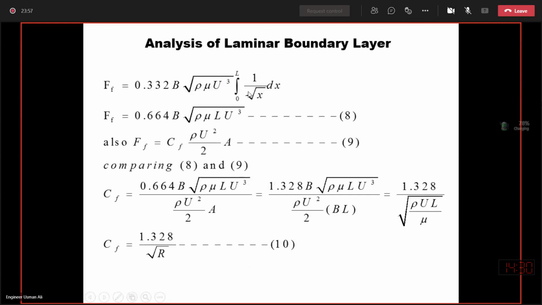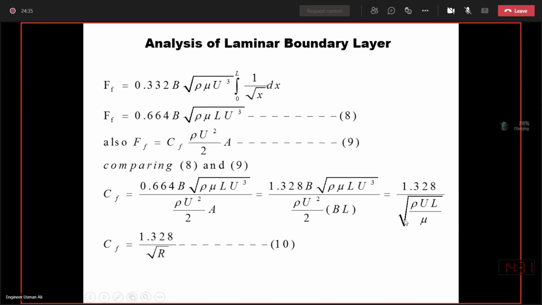So the integration of 1 over under root x, that is x power minus 1 by 2, will be x power minus 1 by 2 plus 1 divided by minus 1 by 2 plus 1. Further simplifying it, we get the frictional drag 0.664 b under root of rho mu u cube L. Now we also know that the frictional drag is Cf rho u square by 2 into A. So comparing equations 8 and 9, we can find the frictional drag. Again, how the simplification has been done is mentioned over here.